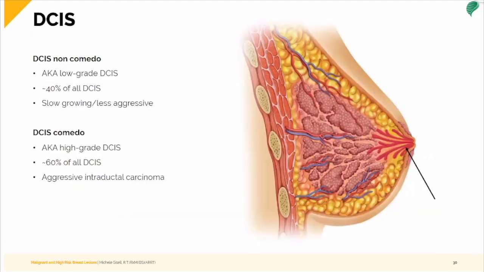So DCIS, there's two types of DCIS. One is considered low grade and is called non-comedo. The other is considered high grade and it's called comedo. Non-comedo DCIS accounts for approximately 40% of all DCIS cases. This type of DCIS is slow growing and is considered less aggressive. Comedo DCIS accounts for approximately 60% of all DCIS cases. This type of ductal cancer is considered aggressive.